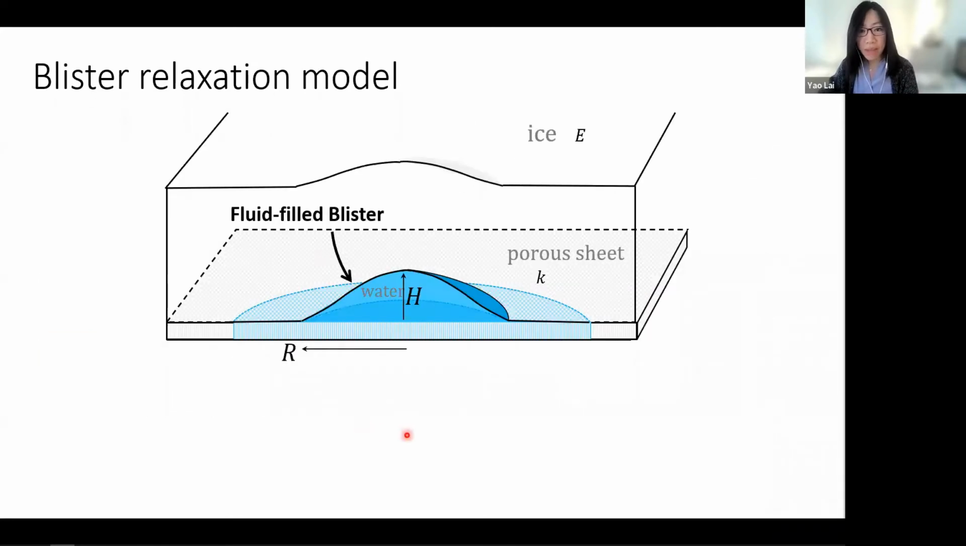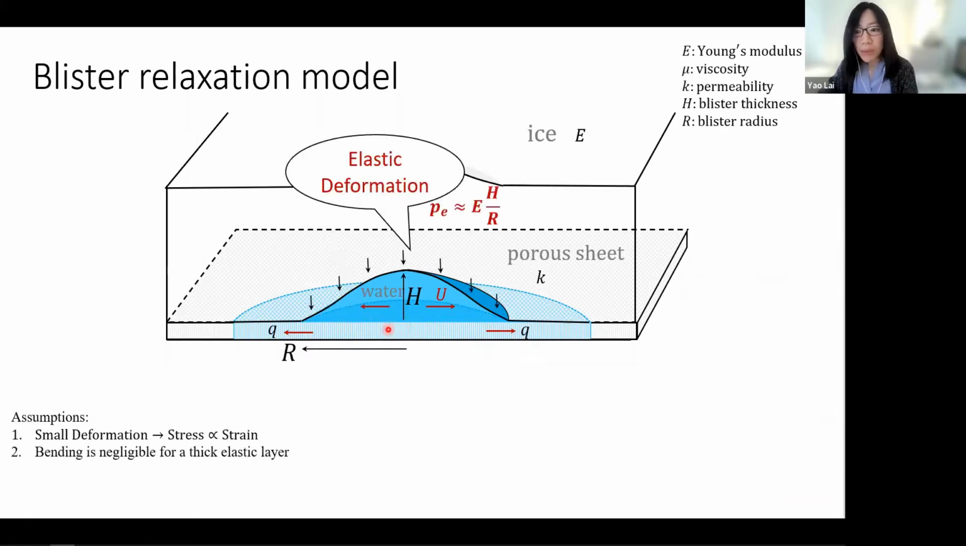And here is a conceptual model. This is a fluid-filled blister beneath an elastic medium, and the red arrows denote the flow directions. Around the blister, there are elastic stresses caused by the vertical deformation. And here, the elastic stress is proportional to the strain, which is proportional to the thickness of the blister over the radius of the blister.